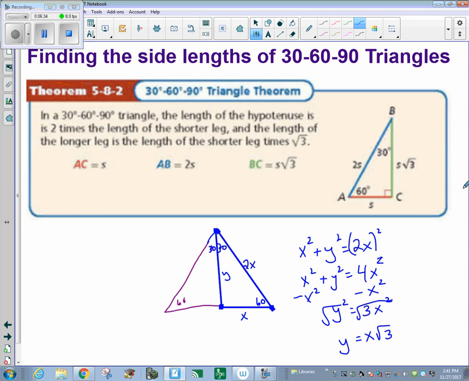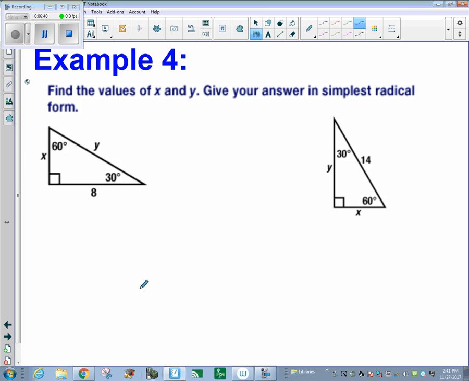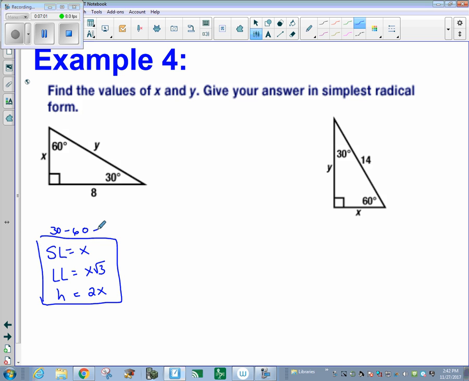So you need to have these down because these are the shortcuts when I'm given this type of triangle. So let's write it down here. The short leg is x, typically. Well, that's what we're calling it. The long leg would be x times root 3, and the hypotenuse is 2x. That's what I gave you on the previous page. So that's for any 30, 60, 90 triangle, and those are the things you need to know.